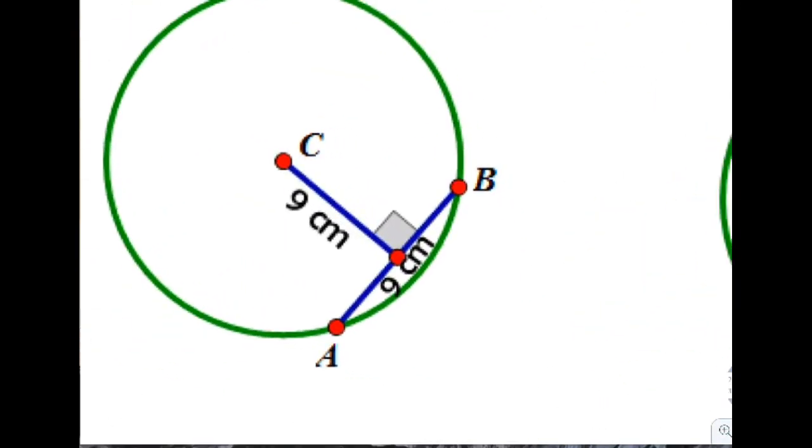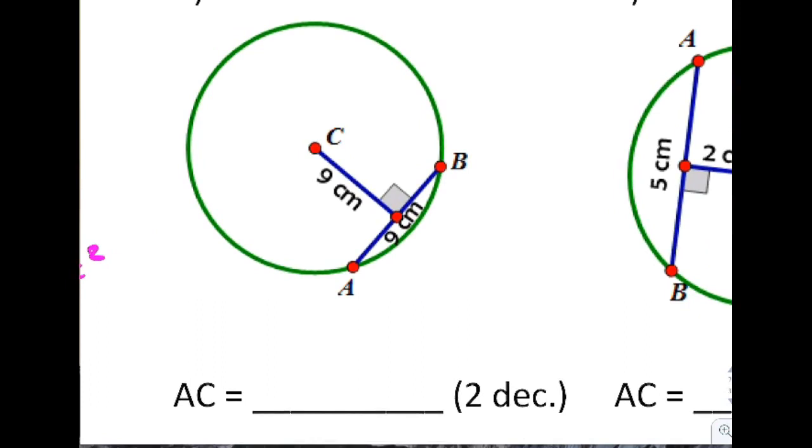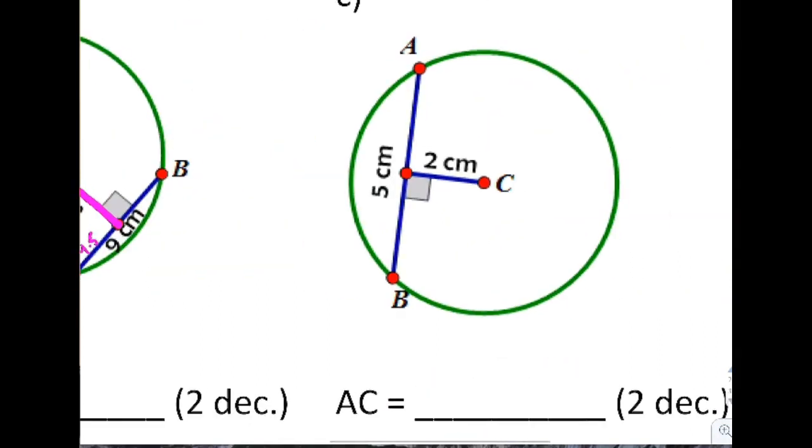On question B, it wants us to find AC again, so another triangle situation. We have 9 here and 4.5 there, because it's half of that 9. Again, Pythagorean theorem to find C, because we know this side and we know that side. And it says round off to 2 decimal places, so that one's going to come out a little funny.